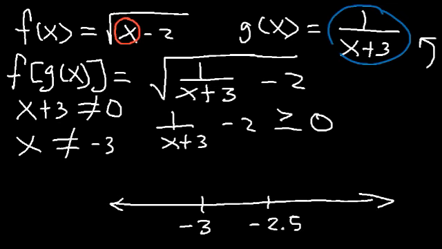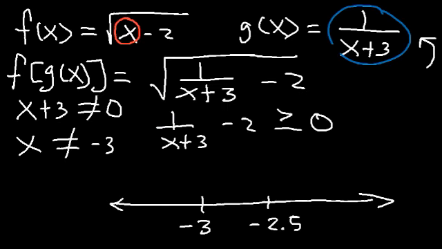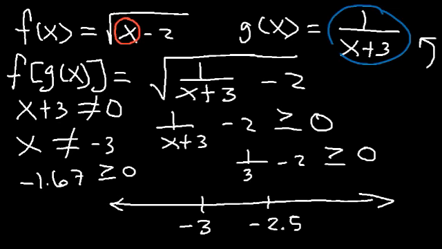So if we plug in a number to the right of negative 2.5, let's say 0, this equation, is it true or is it false? So 1 over 0 plus 3, which is 1/3, minus 2, is that greater than or equal to 0? 1/3 is about 0.33. 0.33 minus 2 is negative 1.67, which is not greater than 0. That's less than 0. So it's not true on the right side.